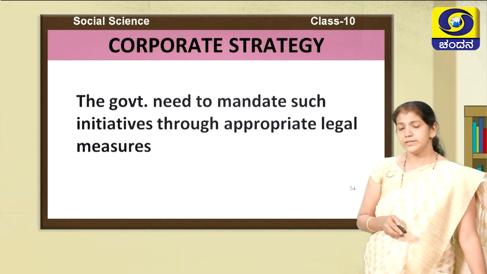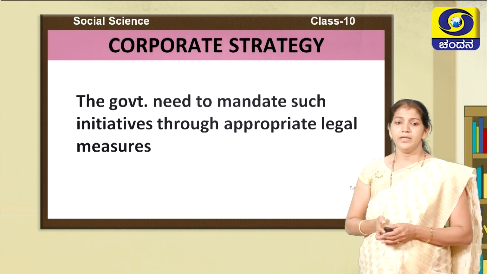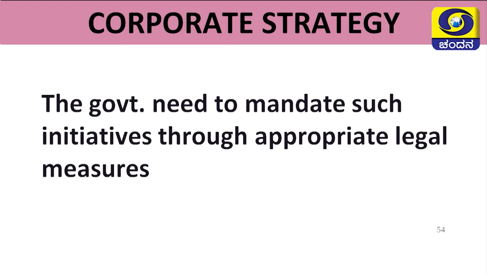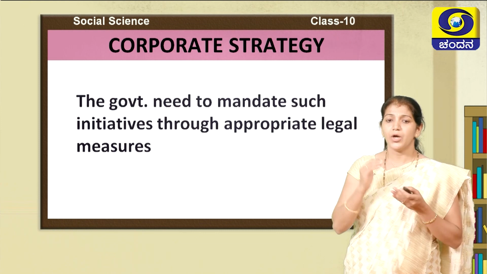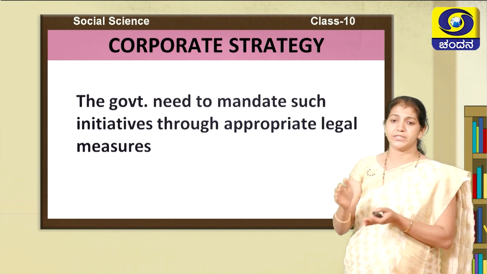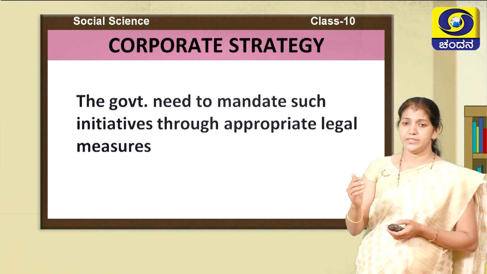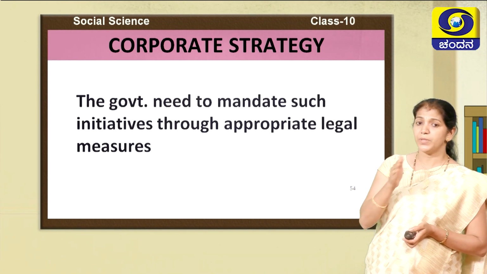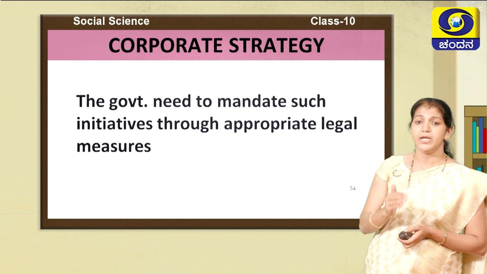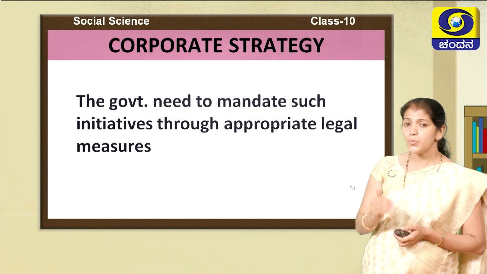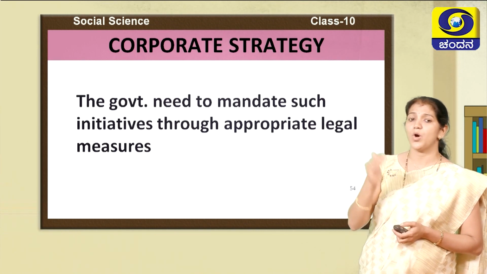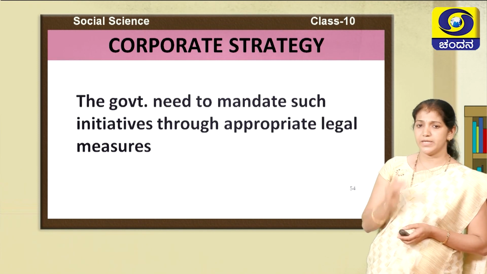How can we avoid this corporate strategy? The government needs to mandate such initiatives through appropriate legal measures. The government should introduce some legal measures to avoid the activities of the corporate strategy, or to avoid the excessive benefits of the corporate strategy. It is the most important remedy for the problems of corporate strategy.